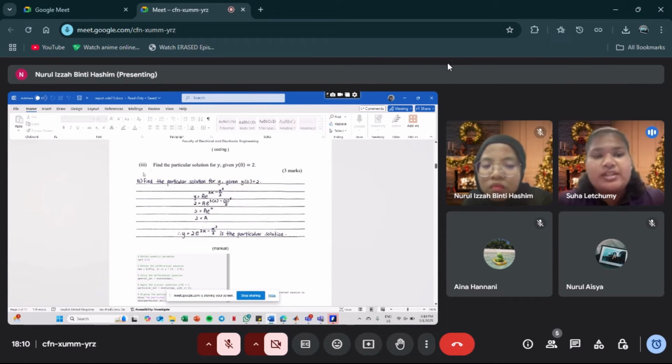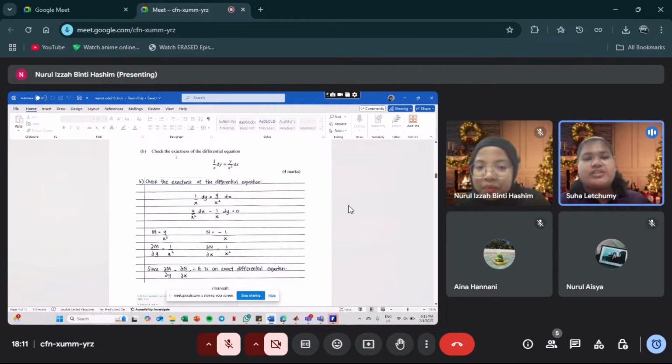To find the particular solution for y, we know that x equals 0 and y equals 2. So we need to replace x with 0 and y with 2, so that we will get 2 equals a e to the power of 3 times 0 minus 0 to the power of 3 over 3. So we will get a equals 2. So the particular solution is y equals 2 e to the power of 3x minus x cubed over 3.